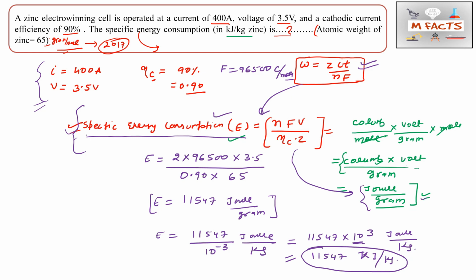This question was basically asked by one of the students. I hope the solution of this question is very clear to you. And if you find any problem or any queries regarding this question, you can directly contact us on Instagram or comment below in the comment section. So the correct answer for this question is 11547 kilojoule per kg. This is the correct answer.